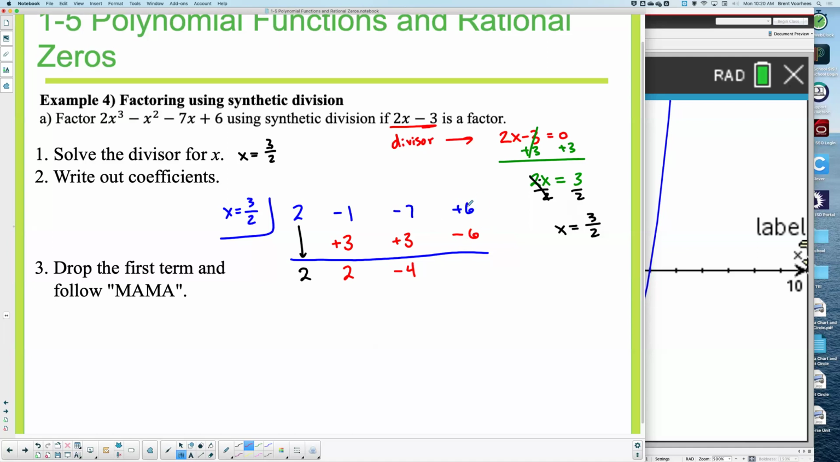So now we add. What's a positive 6 minus a 6? 0. That right there is what we call a remainder. And if your remainder is 0, that means it's a factor, and this is a 0. This right here is a factor. So if you have a 0 for a remainder, therefore, that means because this is a 0, x equals 3 halves is a factor. Or I'll say is a 0 because that's not a factored form. And the 2x minus 3 is a factor.